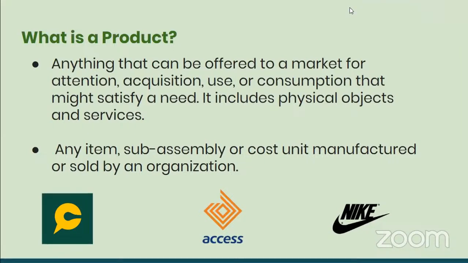Okay. So we said a product is anything that can be offered to the market for attention, acquisition, use, or consumption that might satisfy a need. It includes physical objects and services. So what we are saying here is a product is anything that is used in the market. Obviously, somebody created a product, somebody worked on it, but the soul of a product is for people to use it. So others can use it.